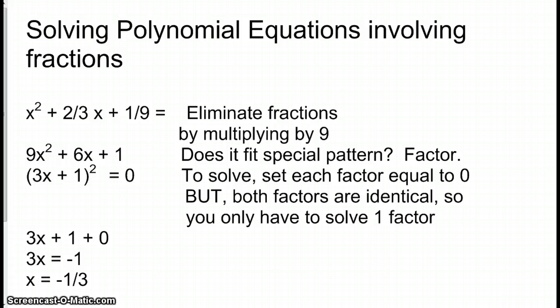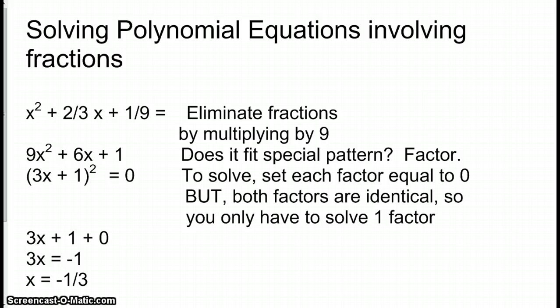If you do, it becomes 9x squared plus 6x plus 1. Does it fit a special pattern? See if it does. Is it a perfect square trinomial? Okay, take a look at it. The square root of the first term is 3x. The square root of the last term is 1. Is the middle term 2 times the square root of the first times the square root of the last? Yes, it is. So we can factor it.